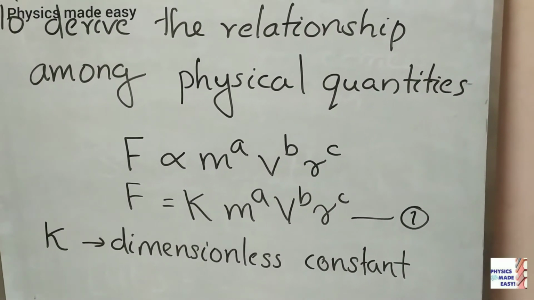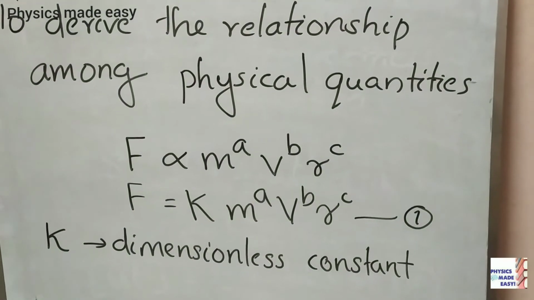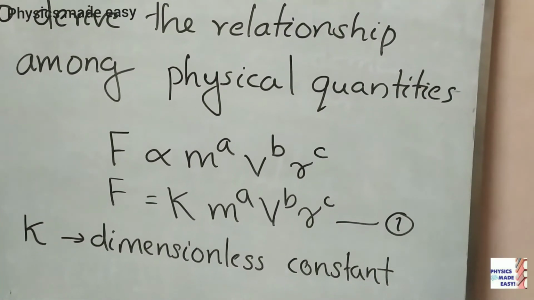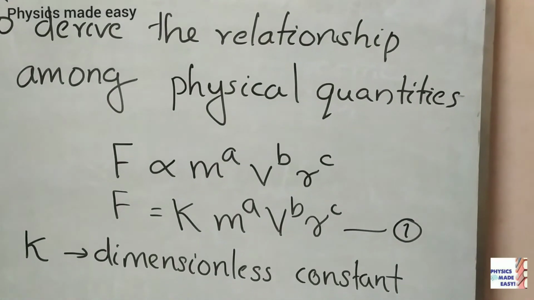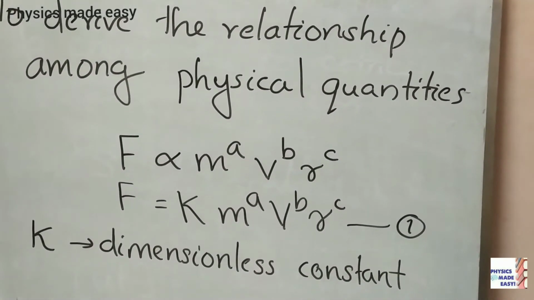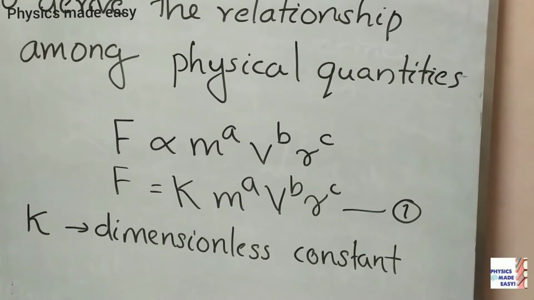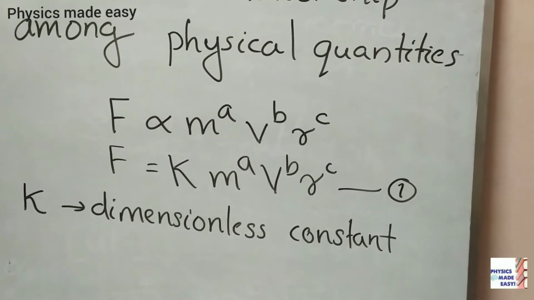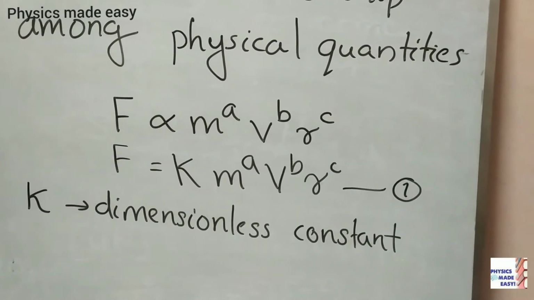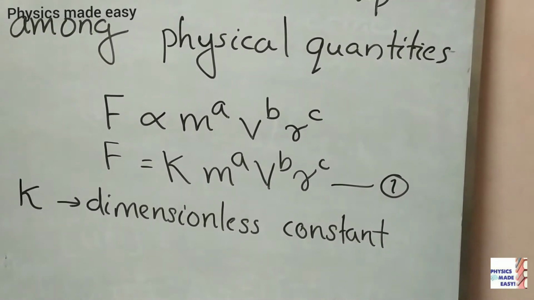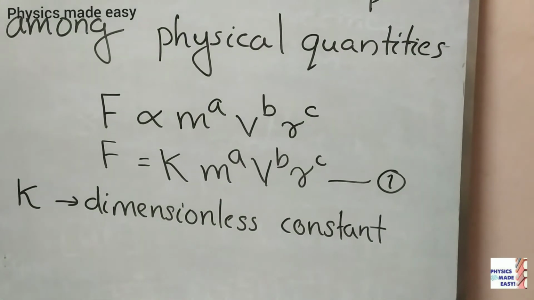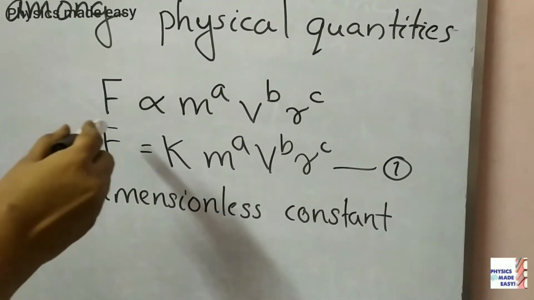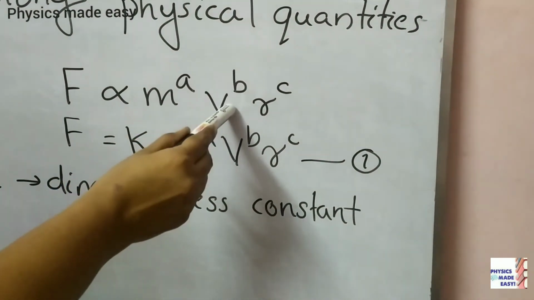So here we are going to derive an equation for centripetal force. You know the centripetal force acting on a particle depends on the mass of the particle m, then its velocity v, and that it is moving along a circle. So r will be the radius of that circle. Since it is moving along the circle, we need to consider the radius r. So here you can see this F depends on mass, velocity, radius.